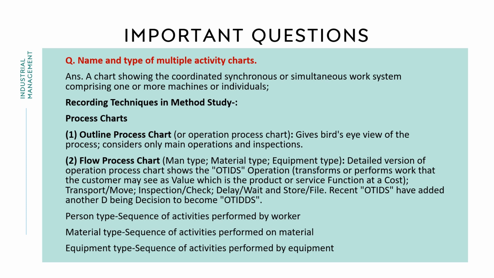A detailed version of the operation process chart, it shows the ODIDs: operation, which transforms or performs work that the customer may see as value, which is the product or service function at a cost; transport/move; inspection/check; delay/wait; and store/file. Recent ODIDs have added another D, being decision. Person type: sequence of activities performed by the worker. Material type: sequence of activities performed on material. Equipment type: sequence of activities performed by equipment.